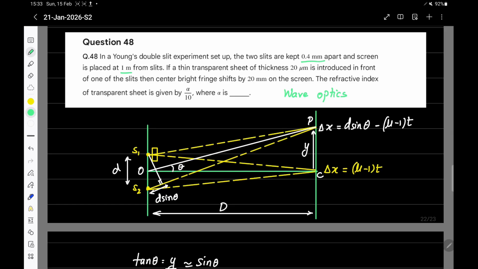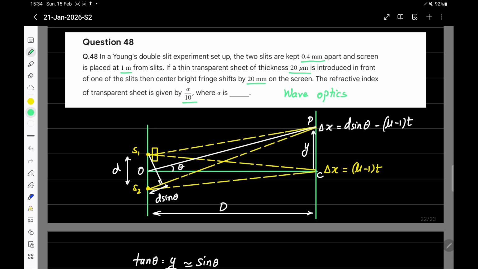If a transparent sheet of thickness 20 micrometer is introduced in front of one of the slits, then the center bright fringe shifts by 20 mm on the screen. The refractive index of the transparent sheet is alpha by 10 and we need to get the value of alpha.